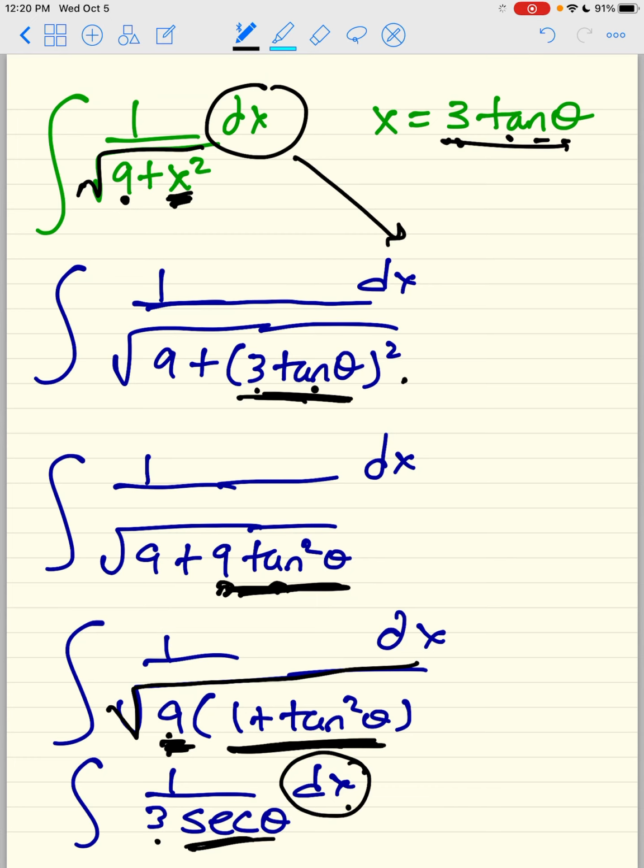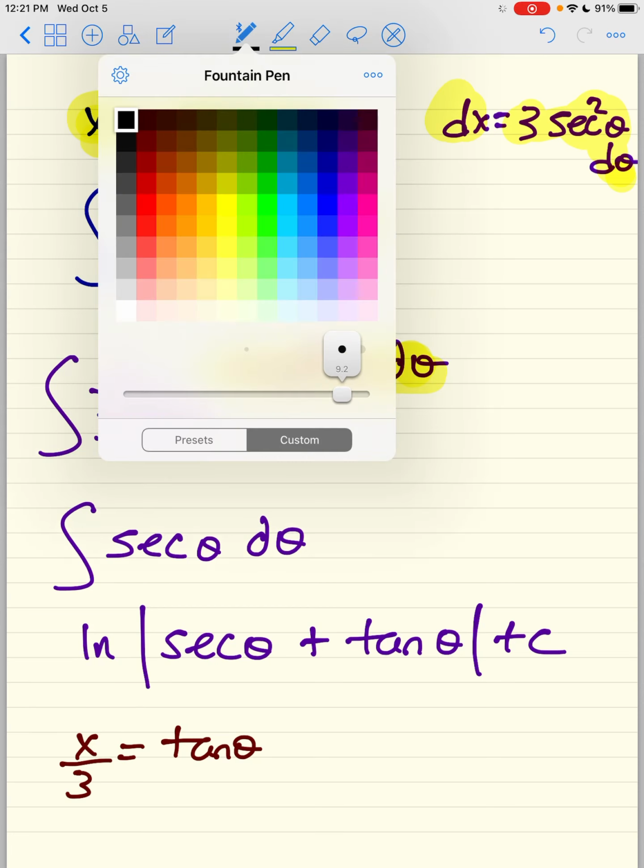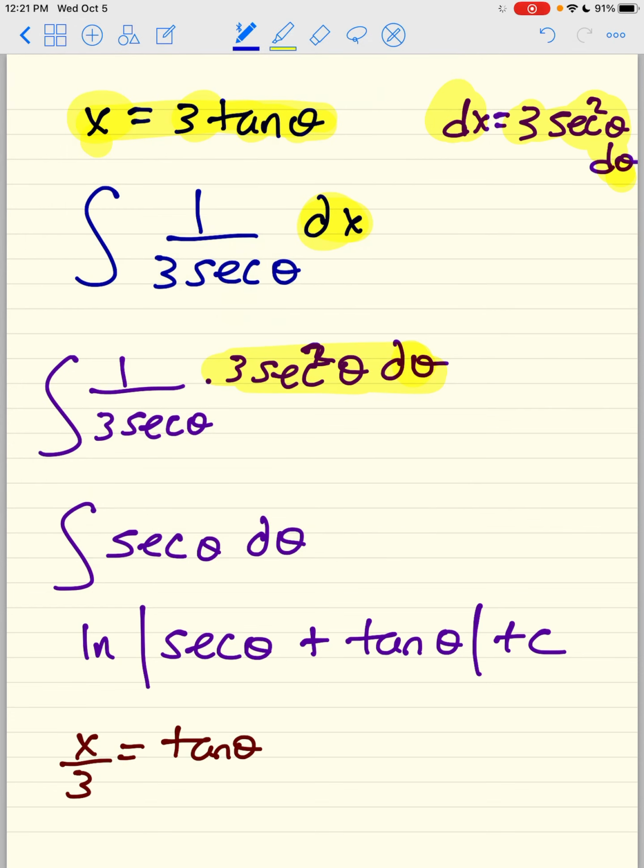I need to change dx to d theta in order to integrate. So what do I do with this? In order to change dx to d theta, I'm going to take the derivative. The derivative of x is dx. The derivative of 3 tan theta is 3 secant squared theta d theta. So I'm going to exchange dx with this guy here. Well, 1 cancels out with this one. 1 cancels out with one of these. So I'm left with secant theta d theta.